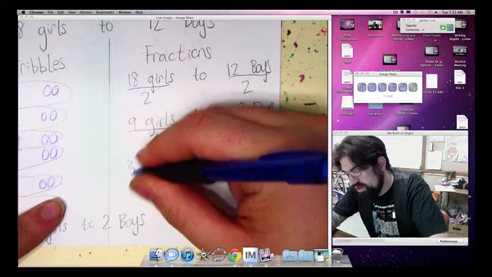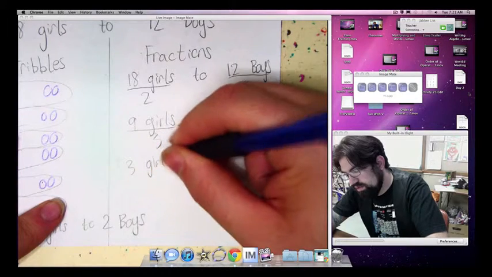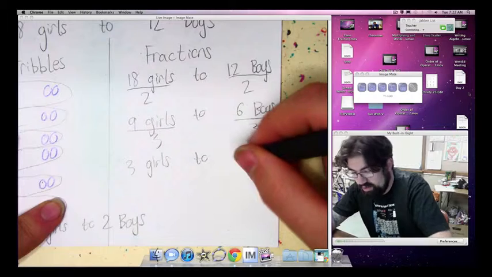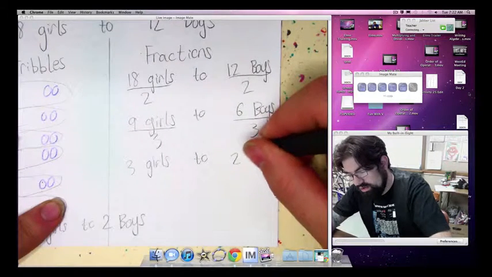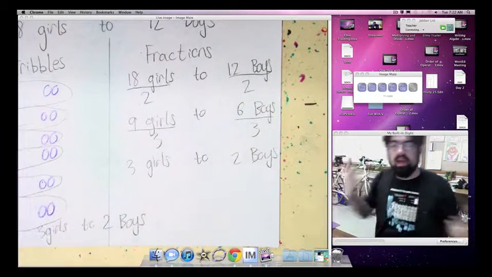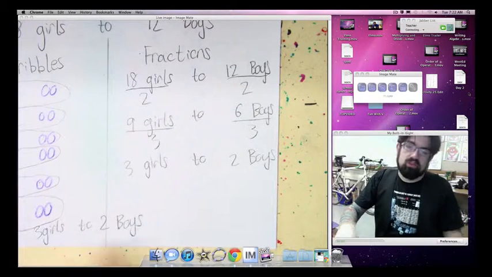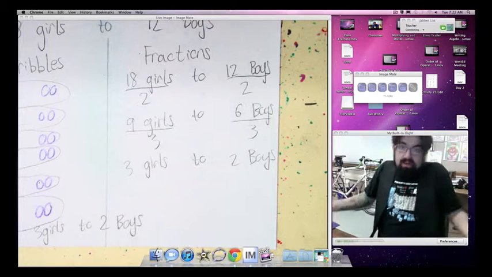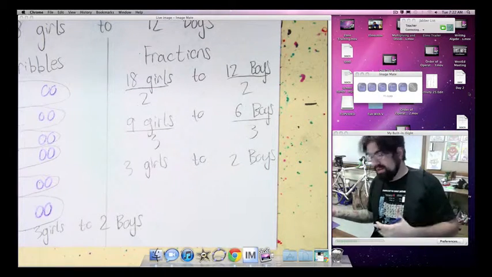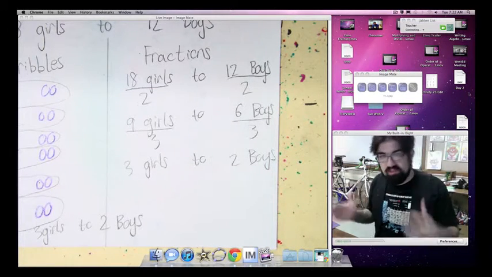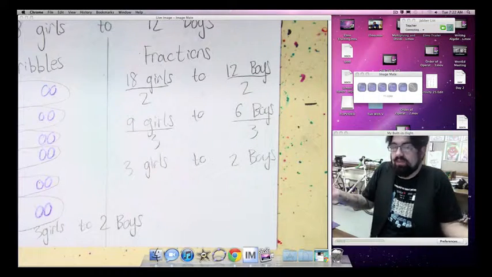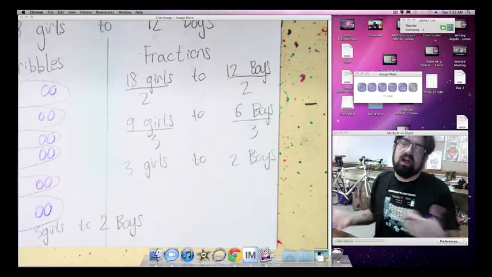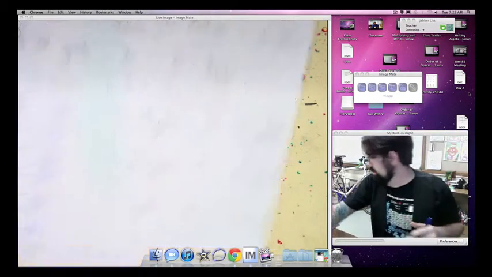So we got 3 girls, 2, let's see, 6 and 3, 2 boys. Hey look, that's the same thing I have right here, 3 girls to 2 boys. So it's just like a fraction. Whatever I do on the one side, I have to do on the other. Sometimes this is written as a fraction flat out, and you just simplify it. Sometimes it's written like this. So it depends on how you see it. So that's our first example.